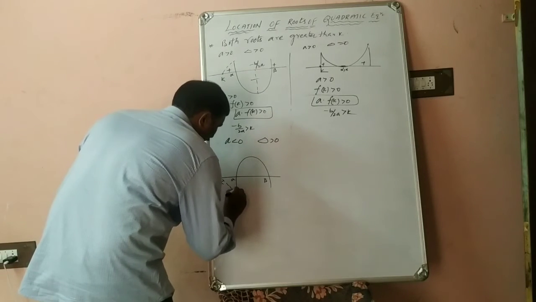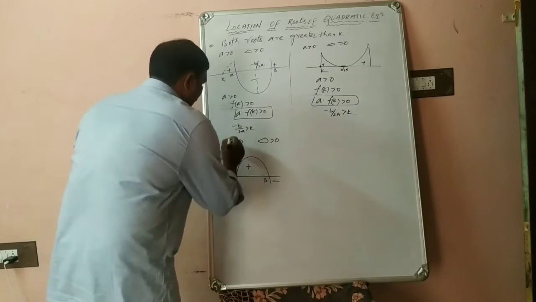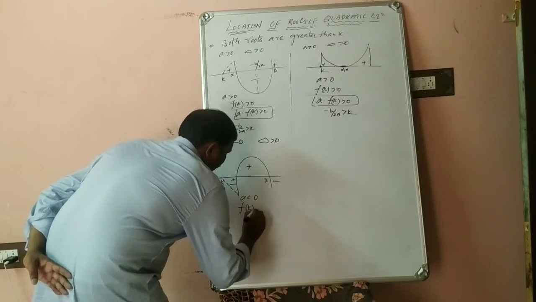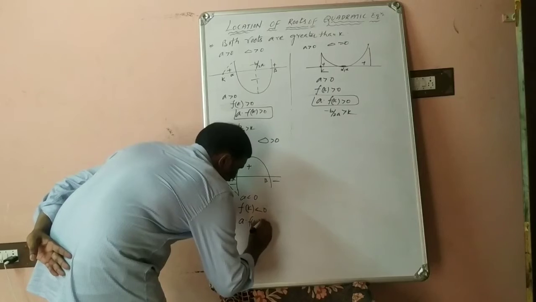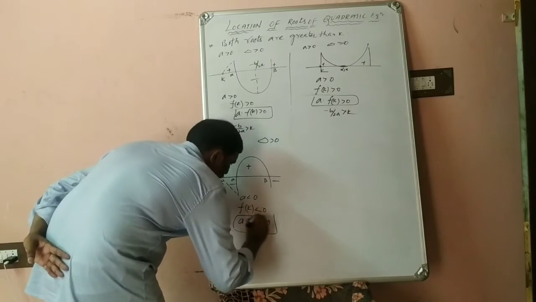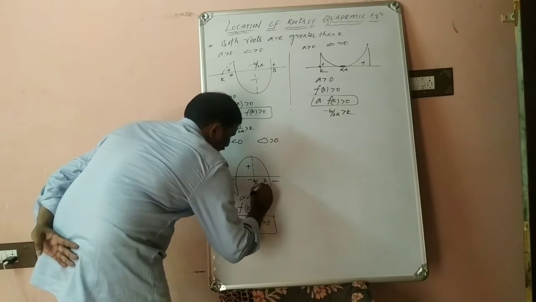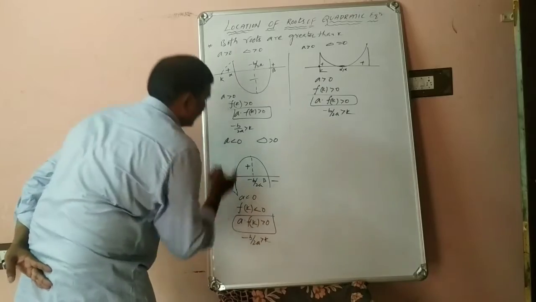So join with the parabola. This is negative, positive, and negative. So a is negative. What about f of k? f of k is negative. So multiplying them both, a into f of k is positive. What about here? You will get a maximum value at minus b by 2a. So minus b by 2a is greater than k, like previous.